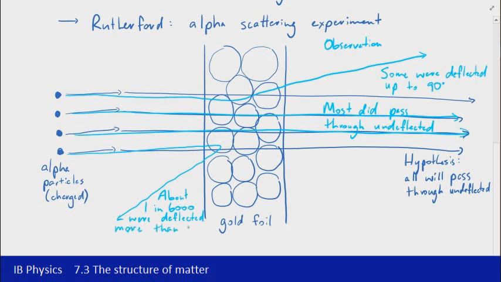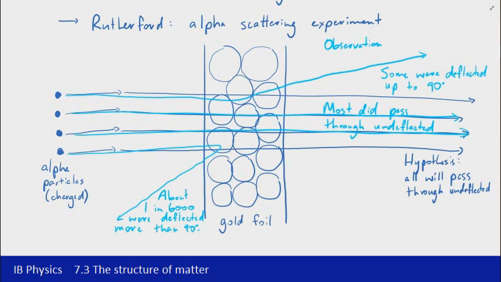To put that into context, Rutherford himself said that it was quite surprising, and he's quoted as saying that it would be like firing a 15-inch shell at tissue paper and having it come back to hit you. So imagine something coming out of a cannon being fired at a piece of tissue paper, and then bouncing back off the tissue paper to come and hit you. There's no way that you'd expect that to happen in that sort of scenario.